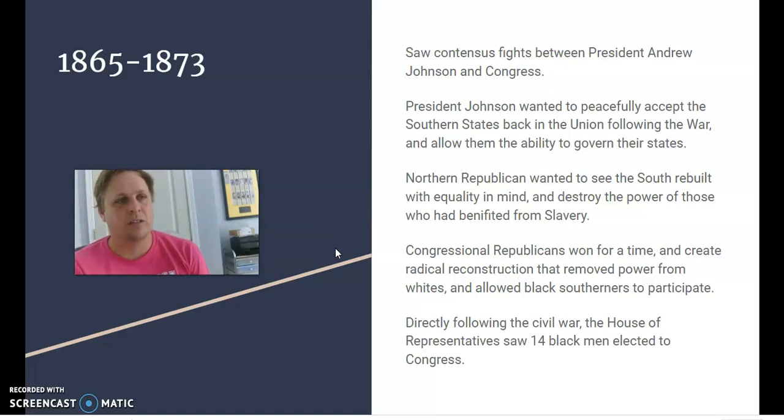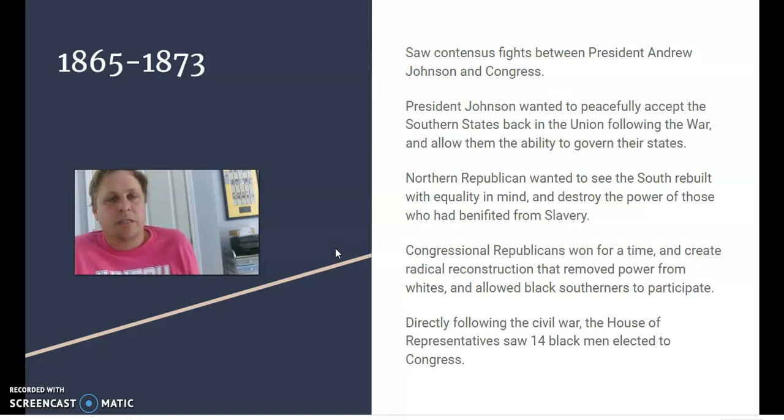So these congressional Republicans won. They won the House, they won the presidency, and they won the Senate, and they now control all three branches of government and can create whatever laws they want. They created radical Reconstruction policies that were designed to remove power from whites and allow black Southerners to participate.